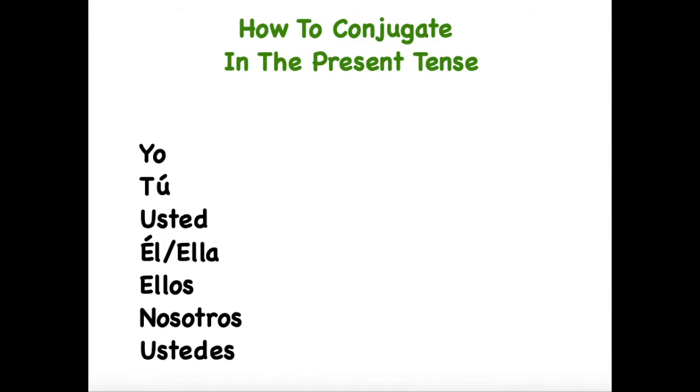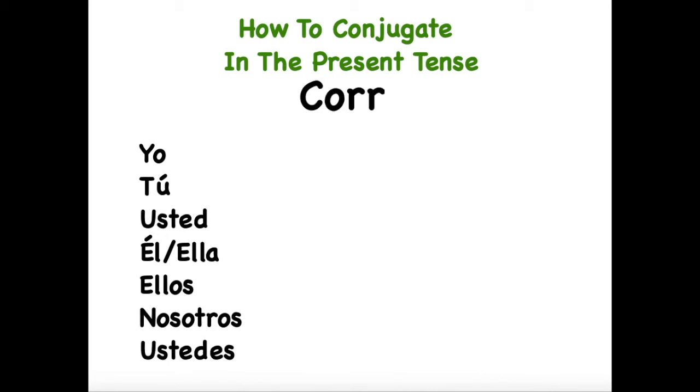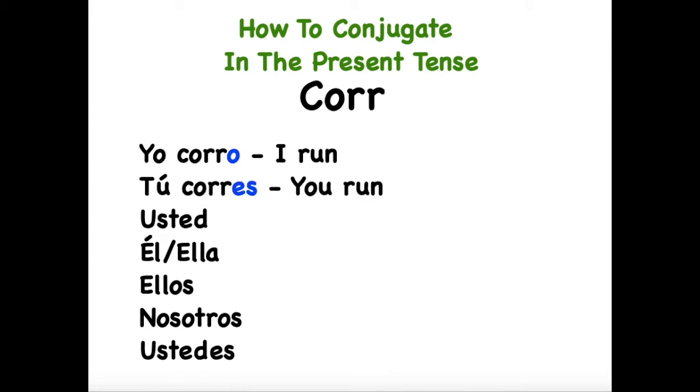So let's try an ER verb. An ER verb is correr. Same formula, verb minus ER plus stem. So I take out the ER and I put what's left over here and replace it with the stems. Yo corro, I run. Tú corres, you run.